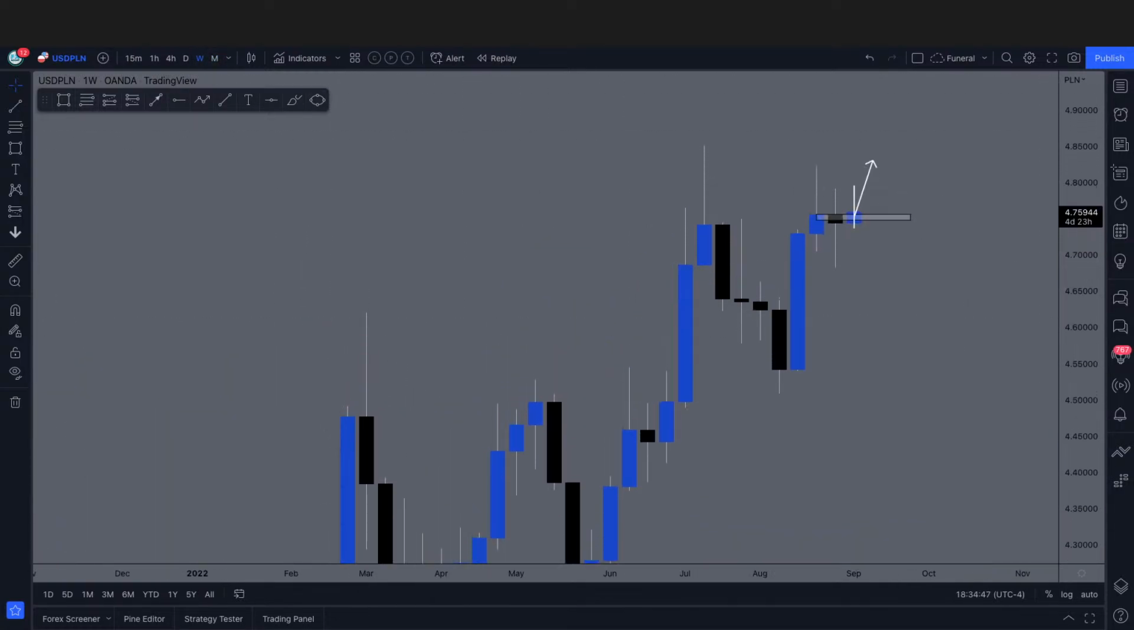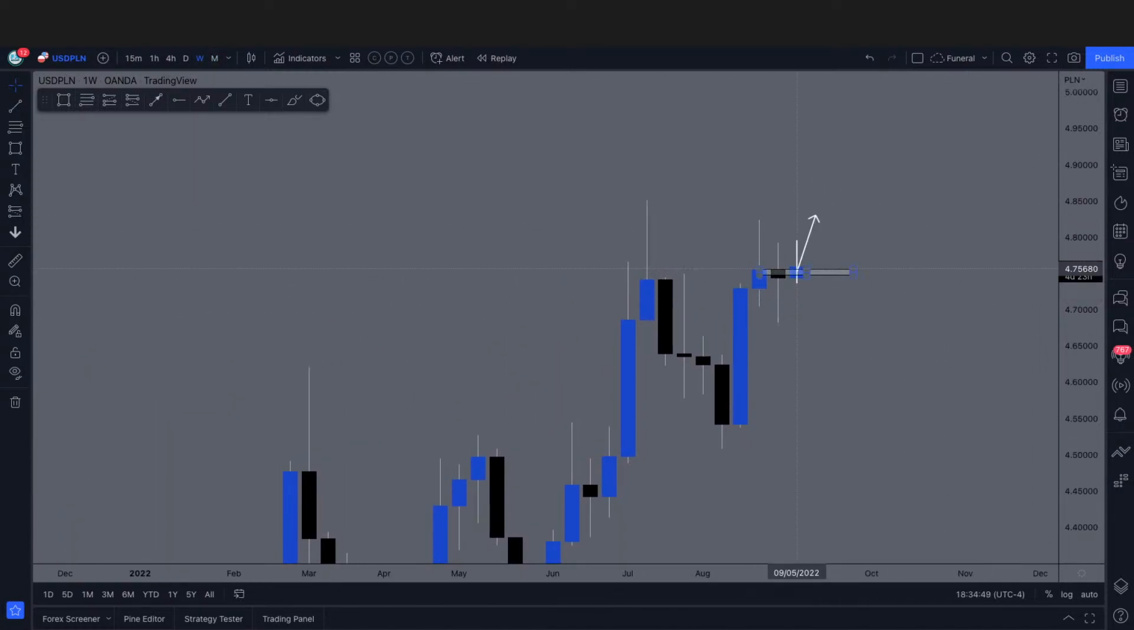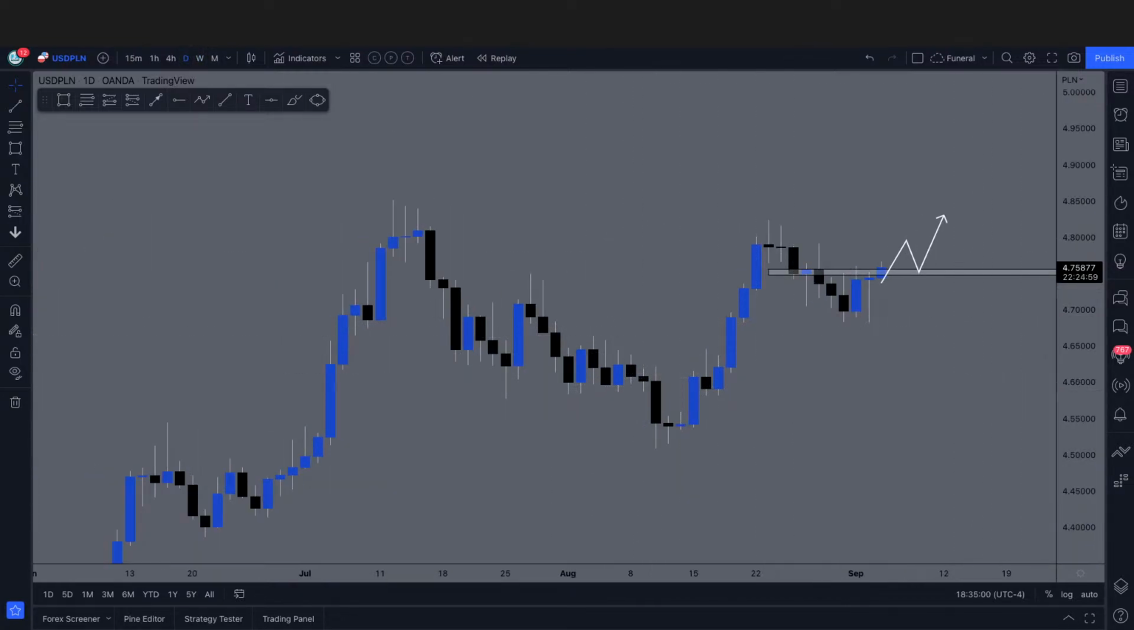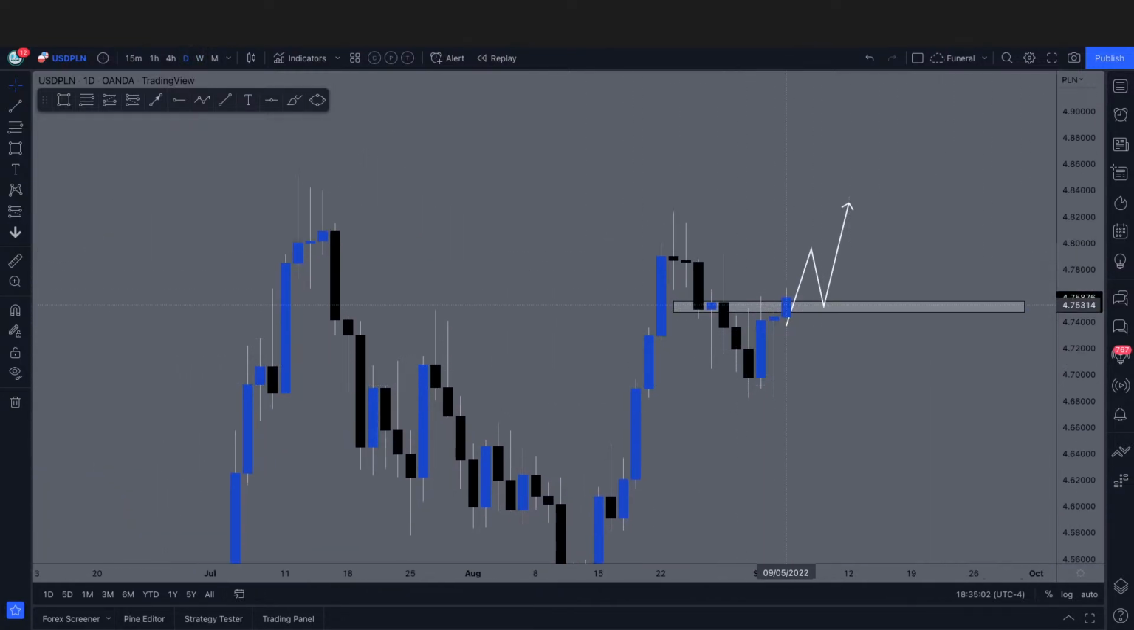But we are up at the highs, and since we are at the highs and created this sort of impulse retracement, retesting previous structure support or previous structure resistance, now turned support on the daily time frame, we would need to see this area broken to the upside before we start to look for a retest and continuation.